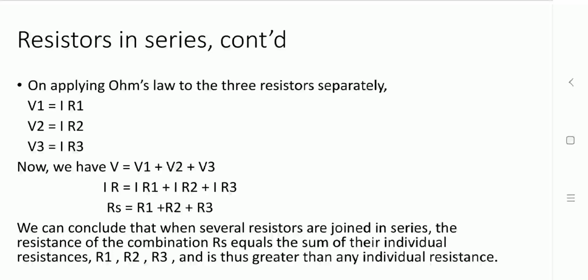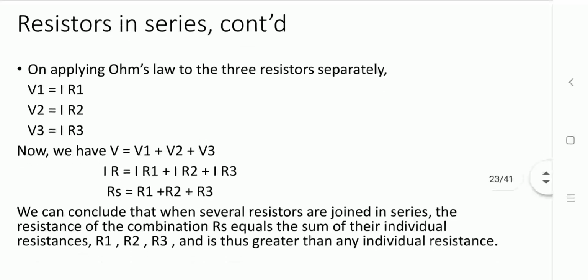Place the values in the given equation. V equals V1 plus V2 plus V3. So V equals IR, where R is nothing but the combination of all three resistances. Replace V1 as IR1, replace V2 as IR2, and replace V3 as IR3. So we get the result. I is common because in series the current is the same. So on both sides I is there. It can be cancelled. So R is equal to R1 plus R2 plus R3.